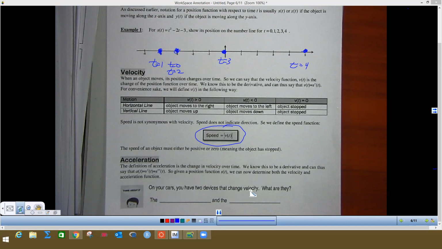On your cars, you have two devices that change the acceleration. What are they? Well, that would be the accelerator or gas pedal. And the other thing is the brake. I hope you're good at using both of those.